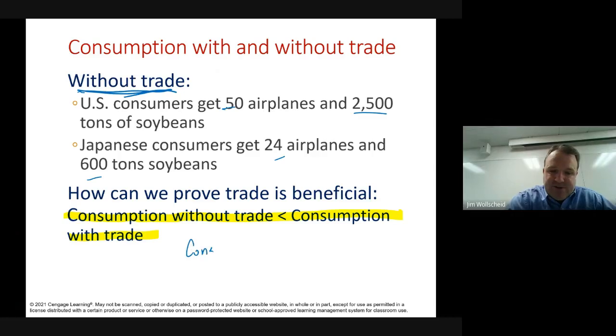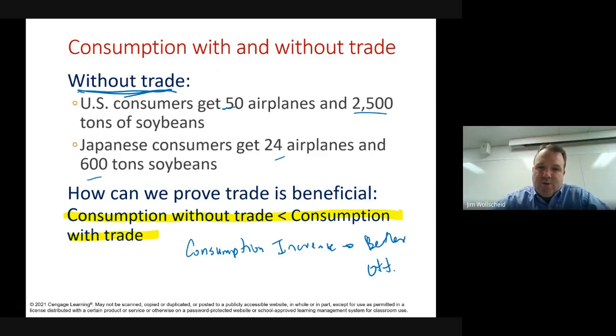So if consumption increases, we're better off. So that's our goal. We have to show that the US and Japan, without changing anything that we have, so there's no change in what they can produce.